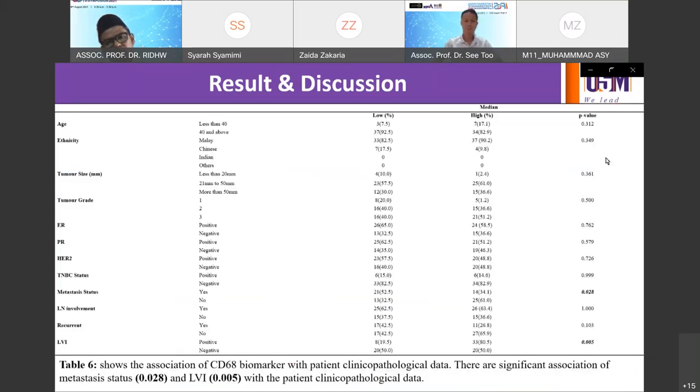For CD68, there are significant associations of metastasis status and LVI with the patient clinicopathological data. Several studies show that CD68 in tumor cell metastasis slightly worsens the relapse-free survival and overall survival, as metastasis status is highly associated with LVI, or lymphovascular invasion. We could say that CD68 could contribute to distant metastasis of breast carcinoma. Besides that, CD68 also correlates with worse prognosis in breast cancer patients.